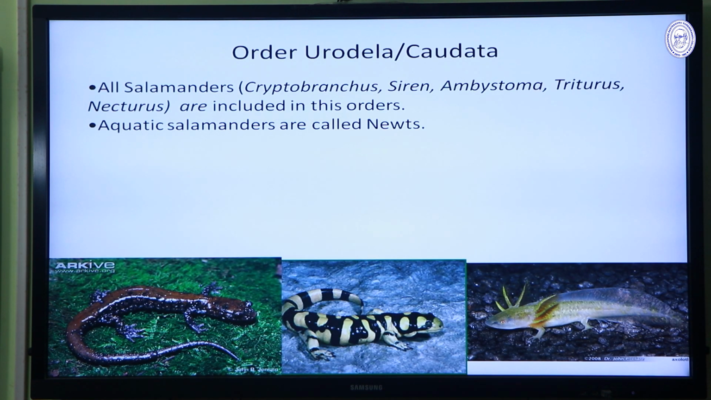So, order Urodela or Caudata, that means they have cauda, meaning tail, all kinds of salamanders: Cryptobranchus, siren, Ambystoma. They have the axolotl larva, a peculiar characteristic. They are included in this order. The aquatic salamanders are also called newts.